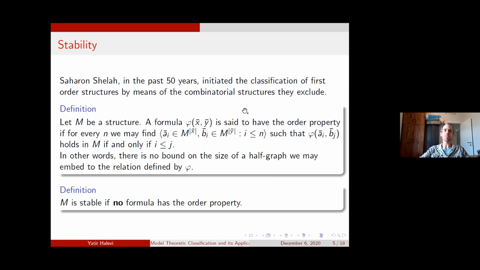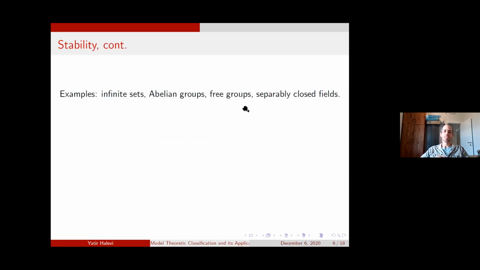Okay, let's see some examples. Examples of usually the most well-behaved structures that we can find. Infinite sets. What do I mean by infinite sets? The language is just equality, and the theory says, I'm infinite: I have more than one element, I have more than two elements, I have more than three elements, and so forth. Just sets, infinite sets. Abelian groups, free groups, which is a very, very deep theorem by Sela, that they're stable, and separably closed fields, or if you want, algebraically closed fields. They're also stable.